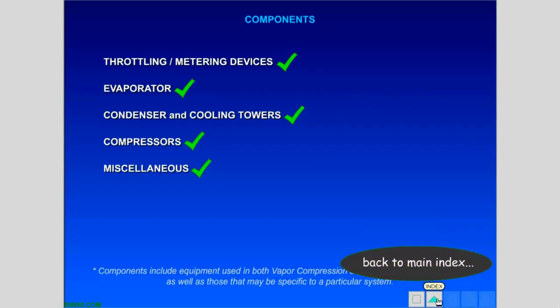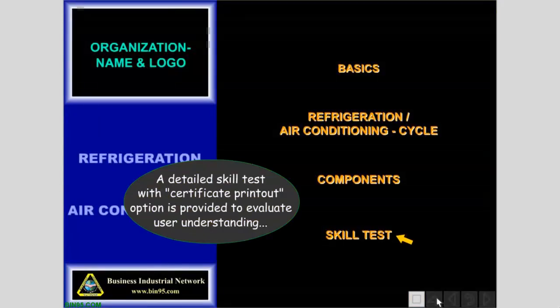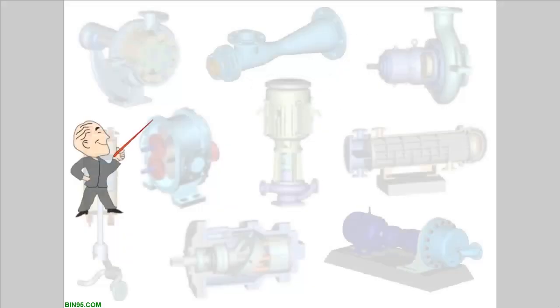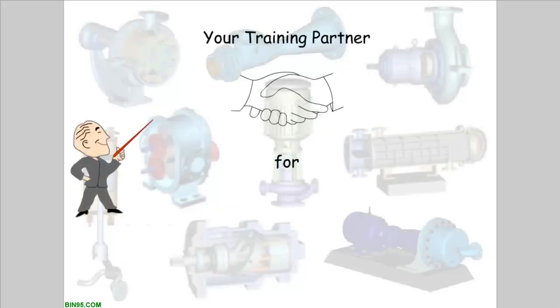Back to main index. A detailed skill test with certificate printout option is provided to evaluate user understanding. Thus, with its wide coverage and detailed explanations, the training course provides an intricate and comprehensive understanding of the topic. Your training partner for effective job skill development.